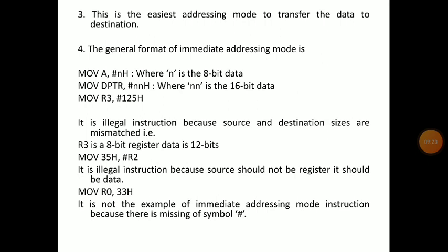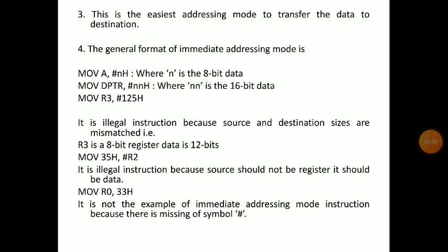And next instruction, move 35h comma hash r2. See whether it is correct or not. These are all illustrative examples. We can write many of these instructions, but we have to see whether they follow the syntax and the move instruction format, and whether it is immediate. To represent the immediate addressing mode, you have to follow certain rules, right?